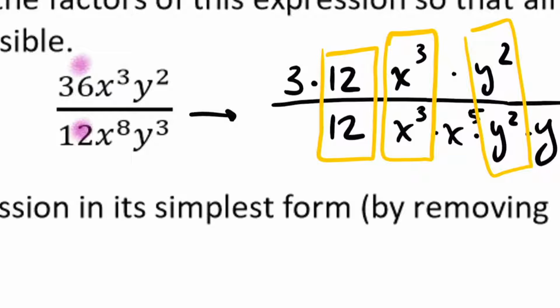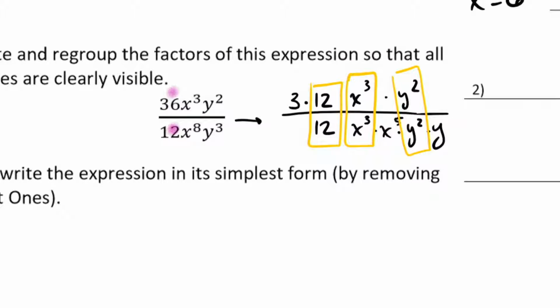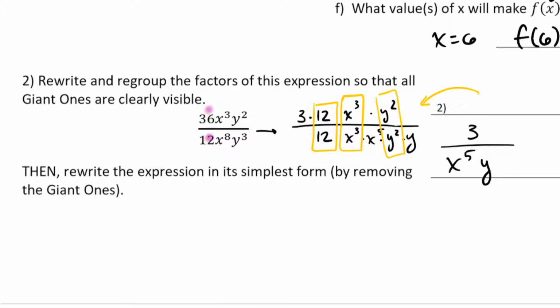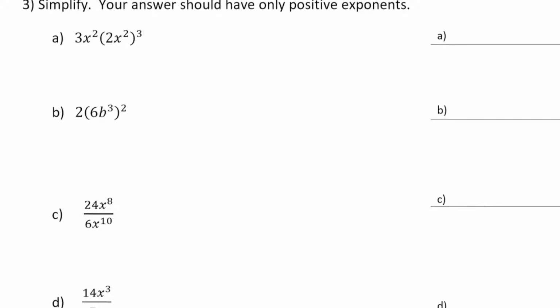In my numerator, and I guess this is really probably I should have written this up here. In my numerator, if I look at my final results, my numerator has just the value of 3. That's all that's left in there. And in my denominator, I can see that I've got an x to the 5th power, and I've also got a y. So this is the simplified version of this expression, and I obtained this by identifying the giant ones and eliminating them. Let's move on to our next page.